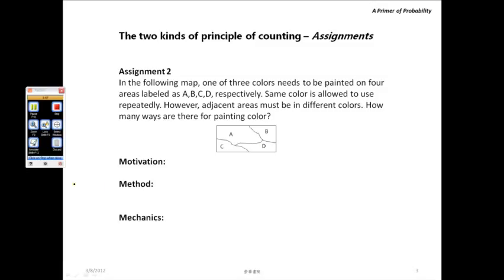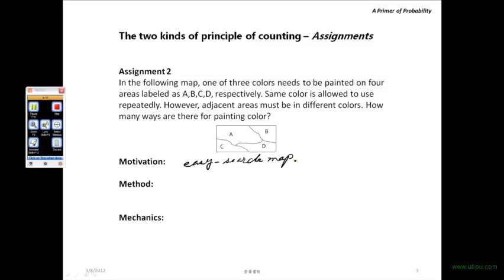For this problem, our motivation might be to get an easy search map with different areas painted with different colors. Can we determine the right method?